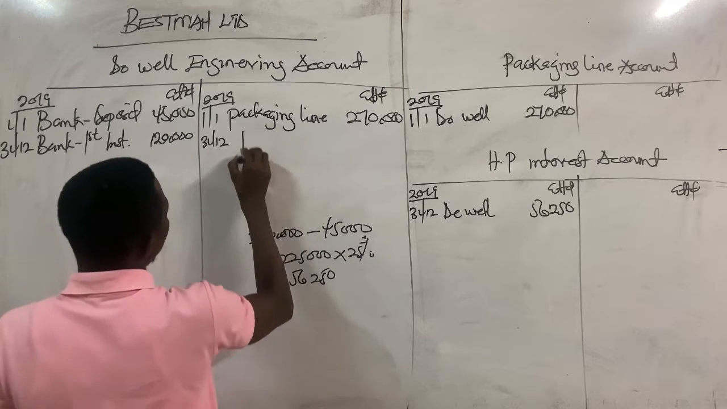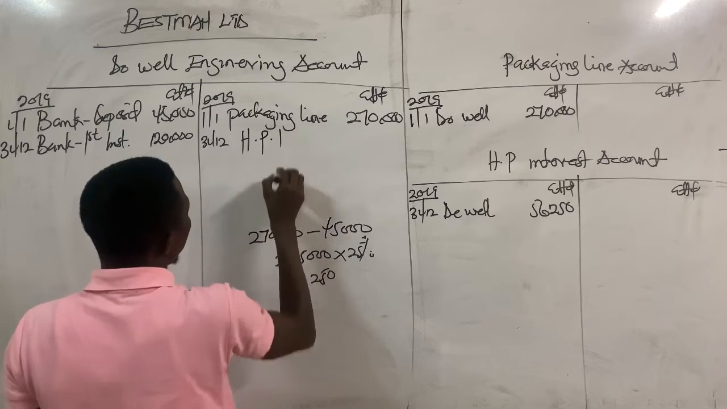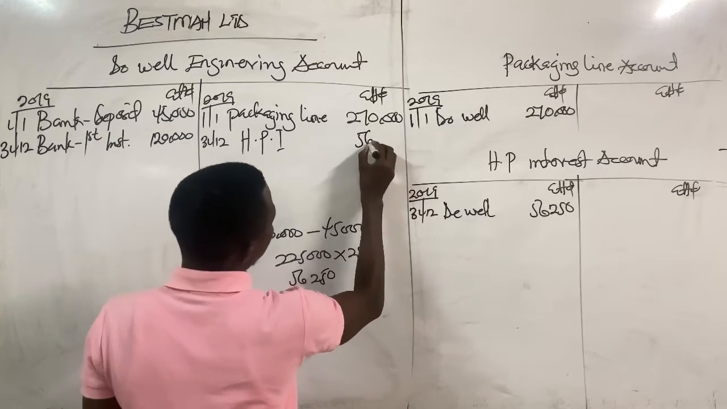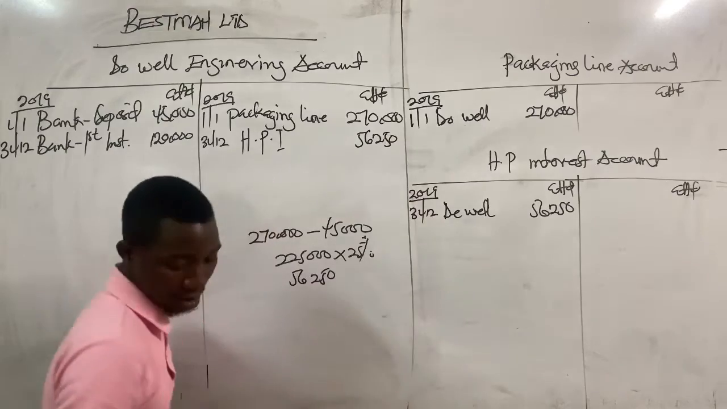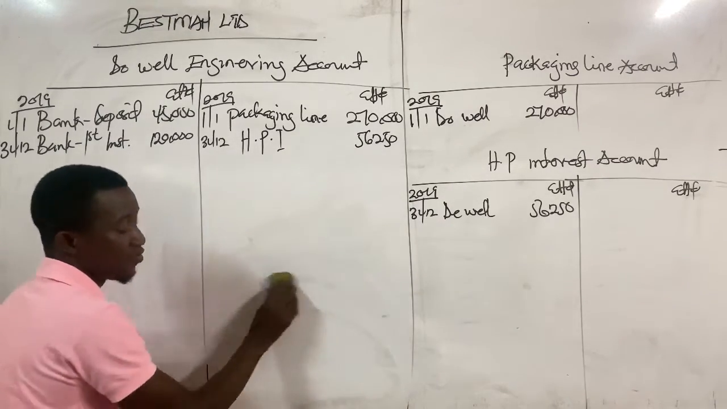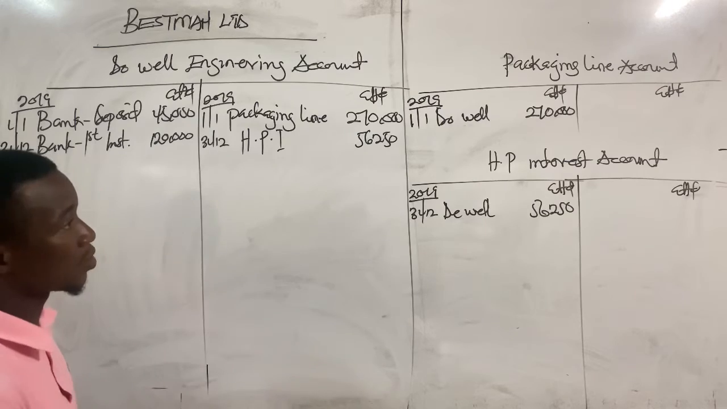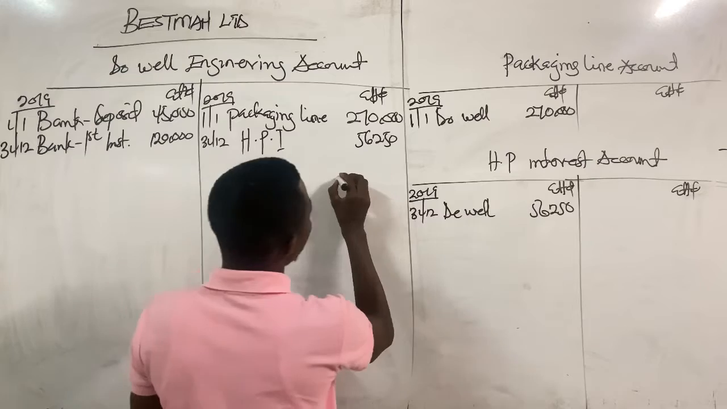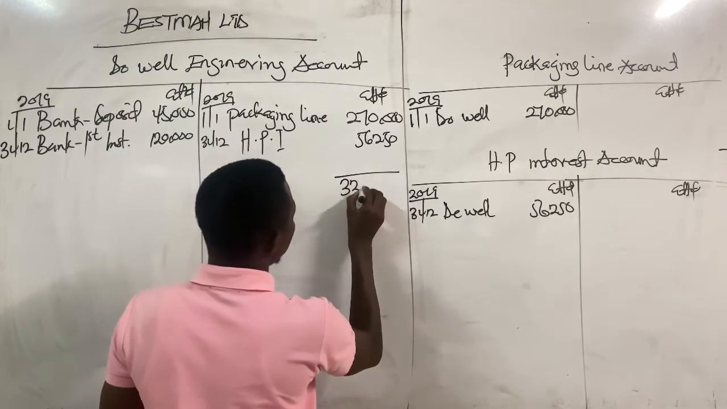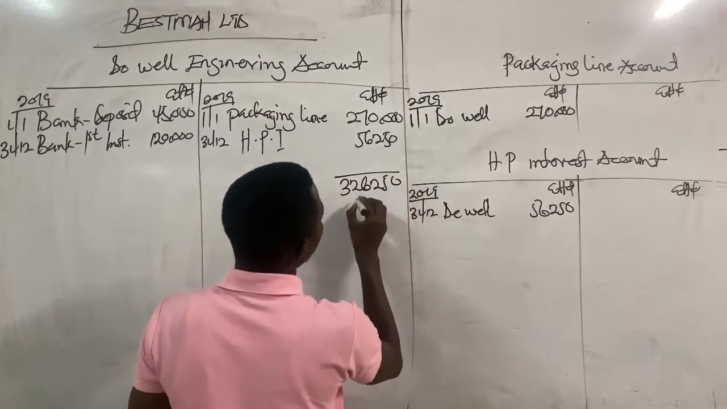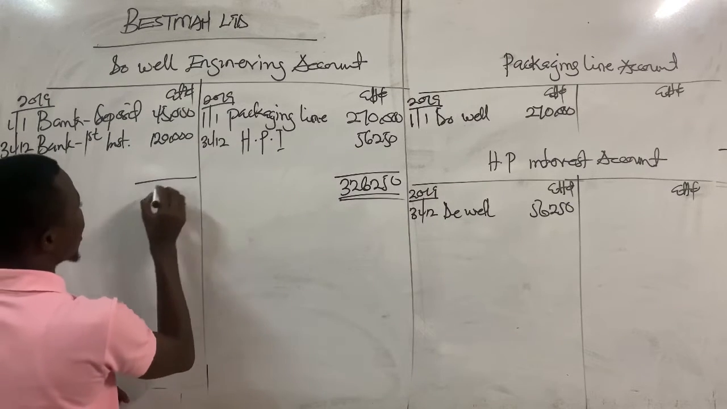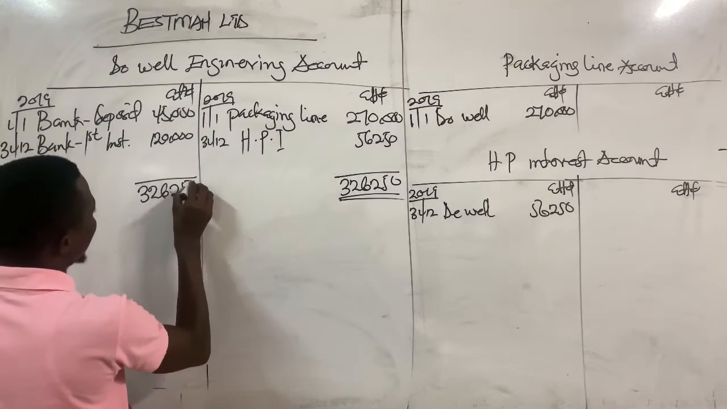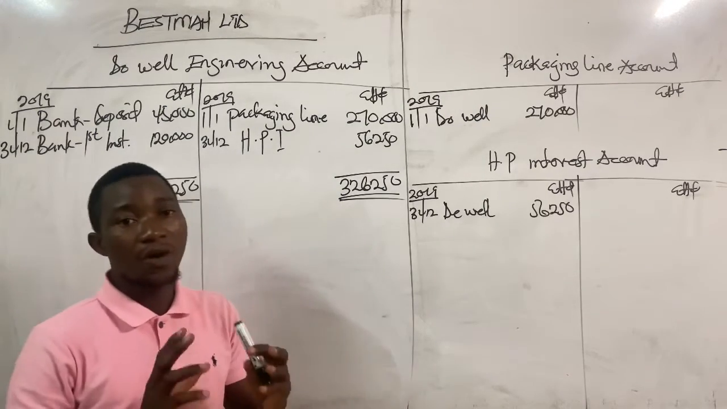Okay, HPI, that is hire purchase interest. Okay, so corresponding to 56,250. Okay, so we are done with the entries for 2019. So let's try to close this account. Obviously, the credit side is bigger than the debit side, so the total here will be 326,250. The same applies to the debit side, 326,250. Very good. So now we need to know the carry down.